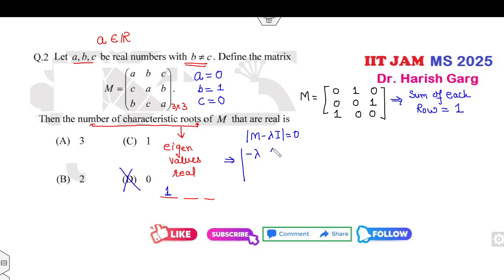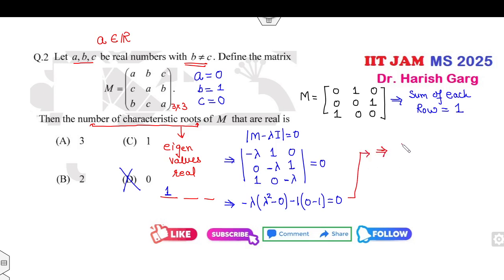So it is minus lambda 1 0, 0 minus lambda 1, 1 0 minus lambda. Can you find the determinant of this? It is minus lambda (lambda square minus 0) minus 1 (0 minus 1) is 0. So can you solve this problem? It will be minus lambda cube plus 1 is 0. So what is the right answer of this? Lambda is 1, omega, omega square. So your three eigenvalues are 1, omega, omega square.